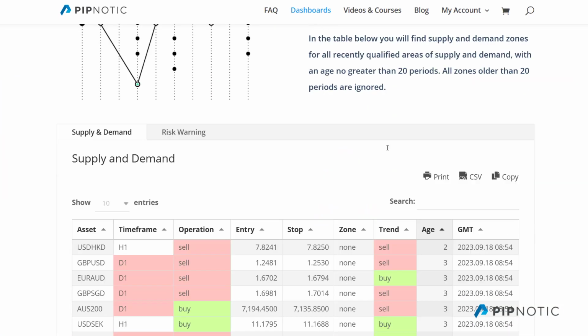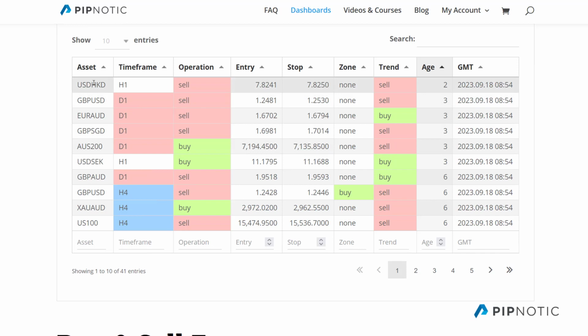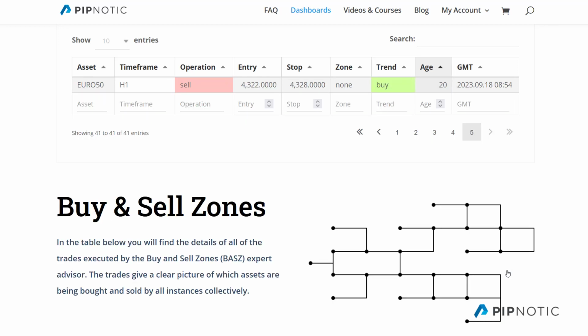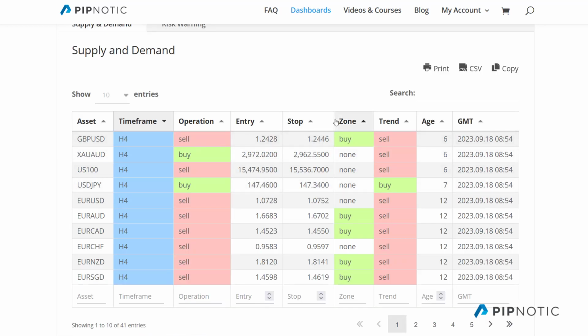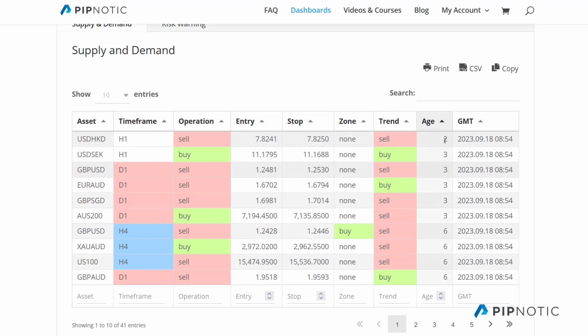okay, here we are, we go to the supply and demand dashboard, and you can see here we have all of these zones, and they are sorted by age. Okay, so the younger, the better. We want zones that are not terribly old. I think the maximum is 20 periods, as you can see here. But if price has not touched it within 20 periods, well, then things have likely changed in the meantime. So we're just looking at these little areas here, and being very mindful of these values here. Ideally, we want to see the young ones, the American dollar, the Swedish krona.